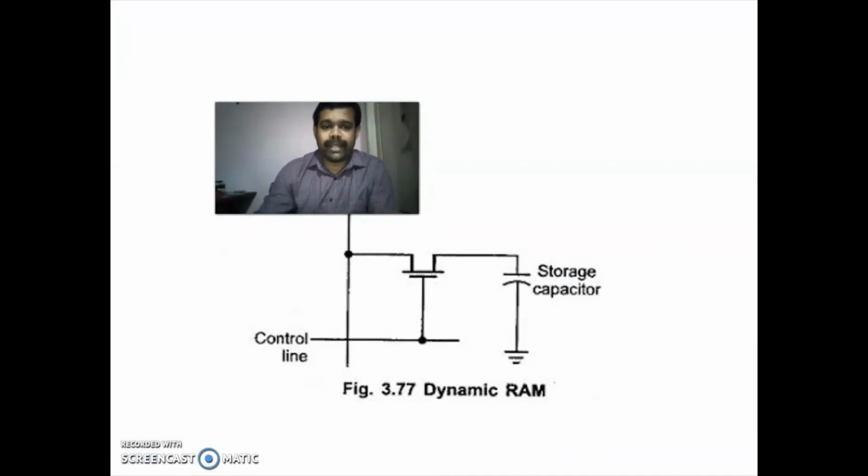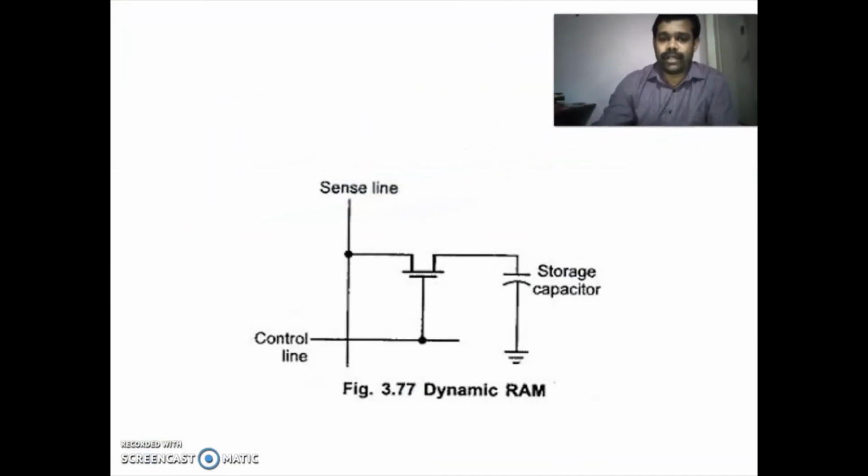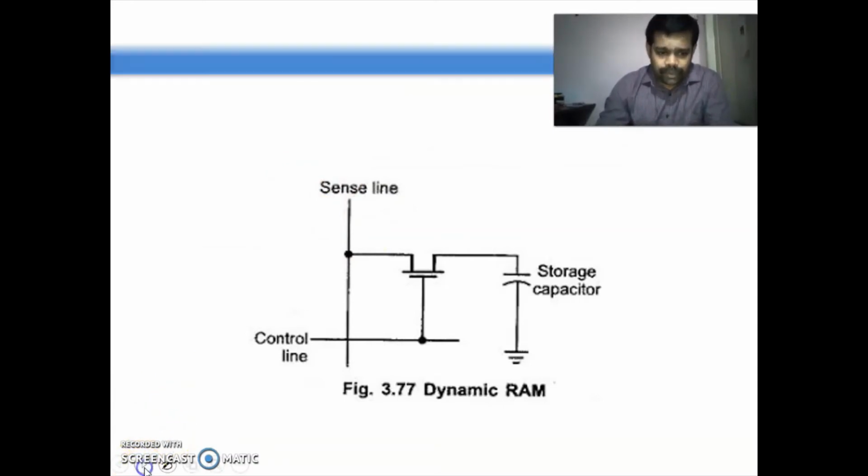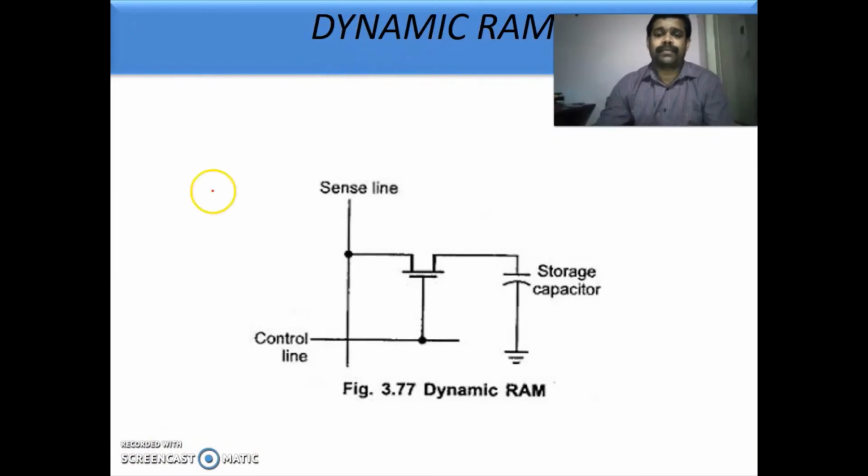Next one is dynamic RAM. So we are going for dynamic RAM. This is a symbol diagram of dynamic RAM. Here you have a capacitor. This is a row line and this is a column line, and you have connected one MOSFET to this row line and column line.